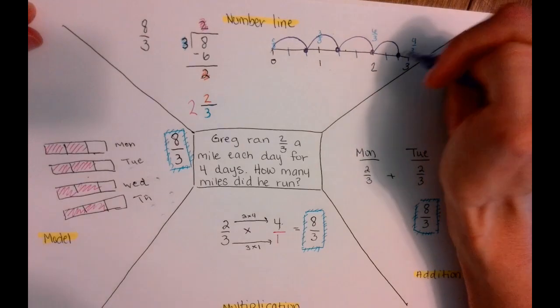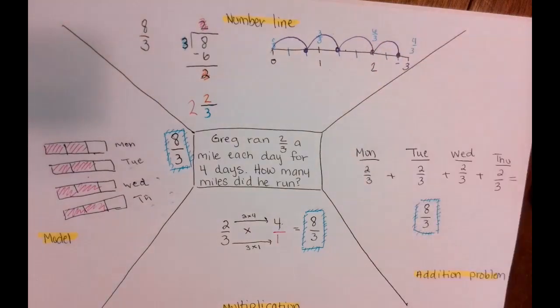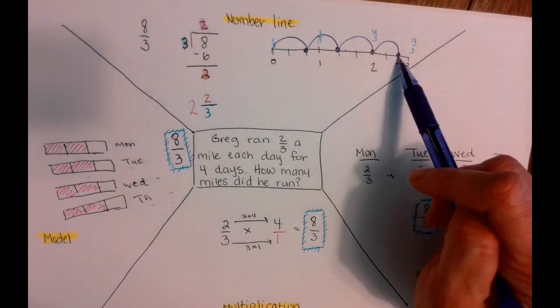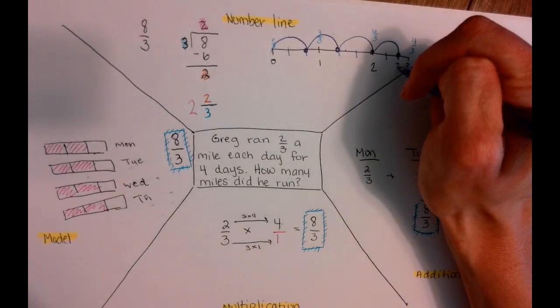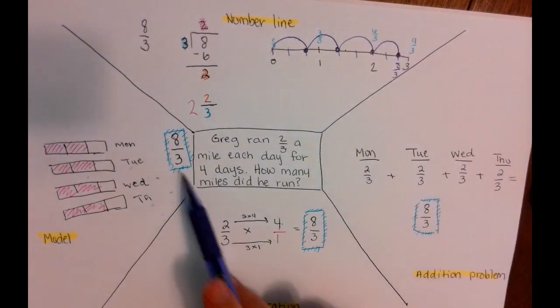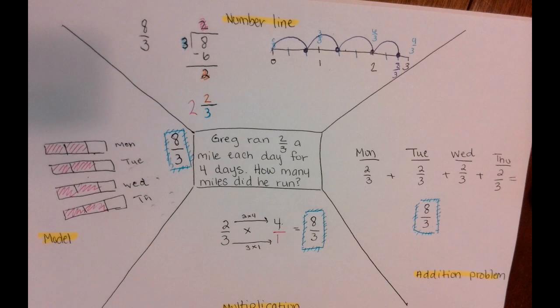So where did I land on my number line? Here's 6/3, 7/3, 8/3. So I landed at 8/3, and we know that's correct because we've already found that out in each of the other problems. So then on my number line, you can see I got to 8/3.